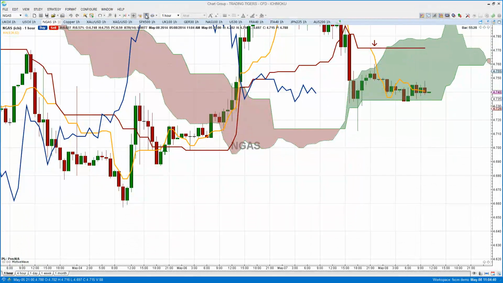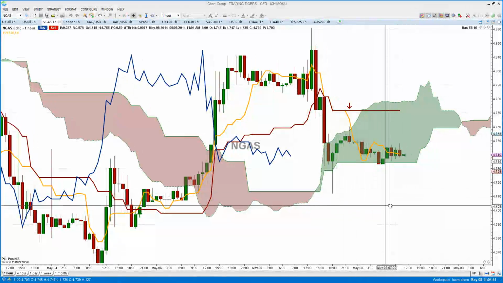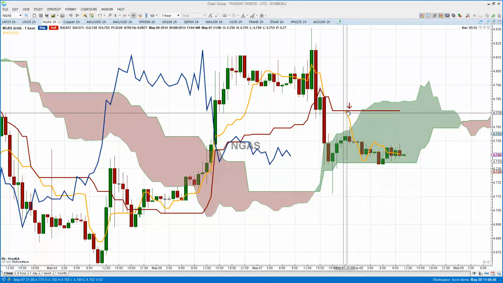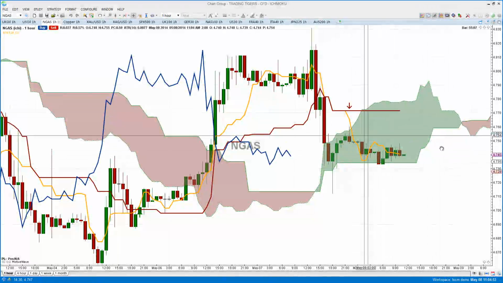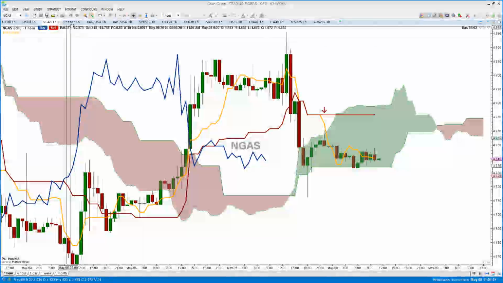Right now there's no signal of anything that I can see to occur. The crossover of the Tenkan-sen Kijun-sen happened above the cloud. Current Kumo is bullish, so I can't see anything interesting there.